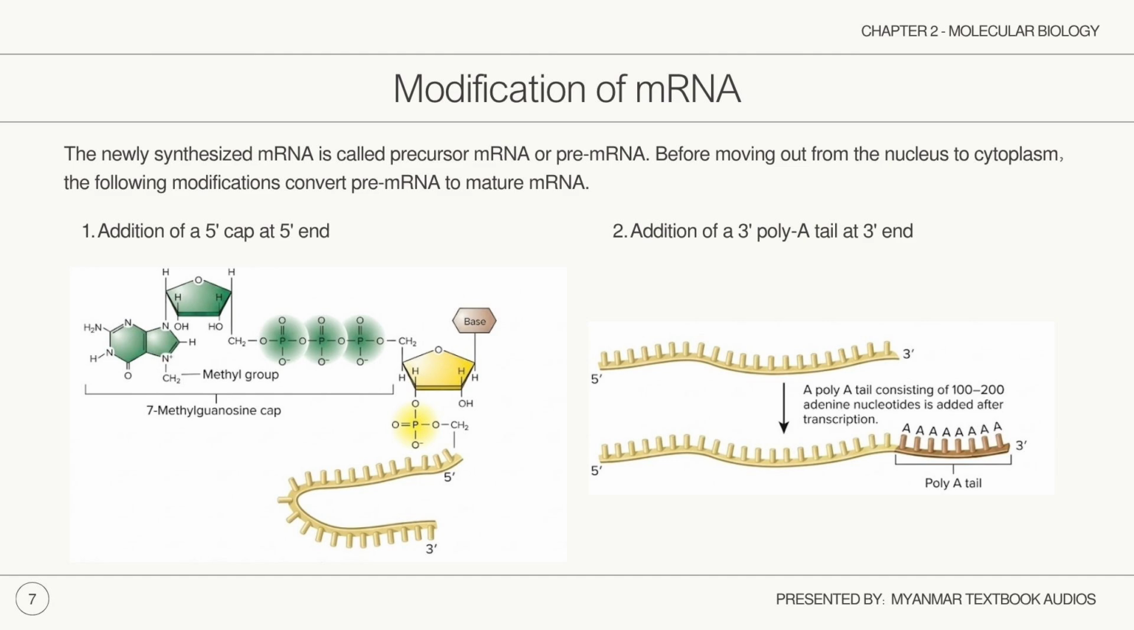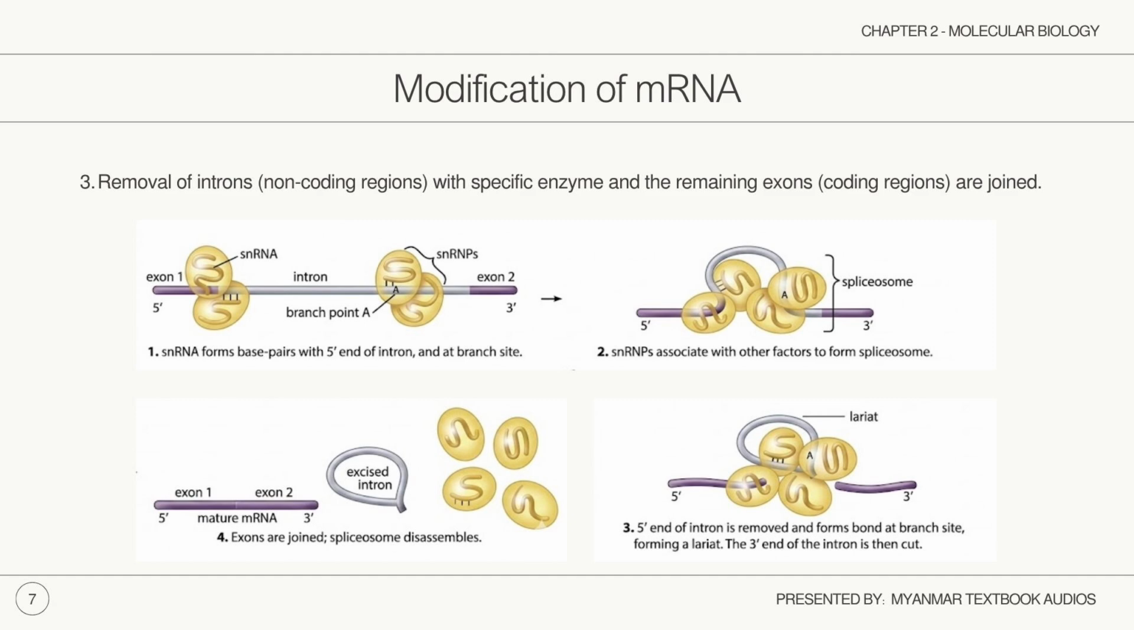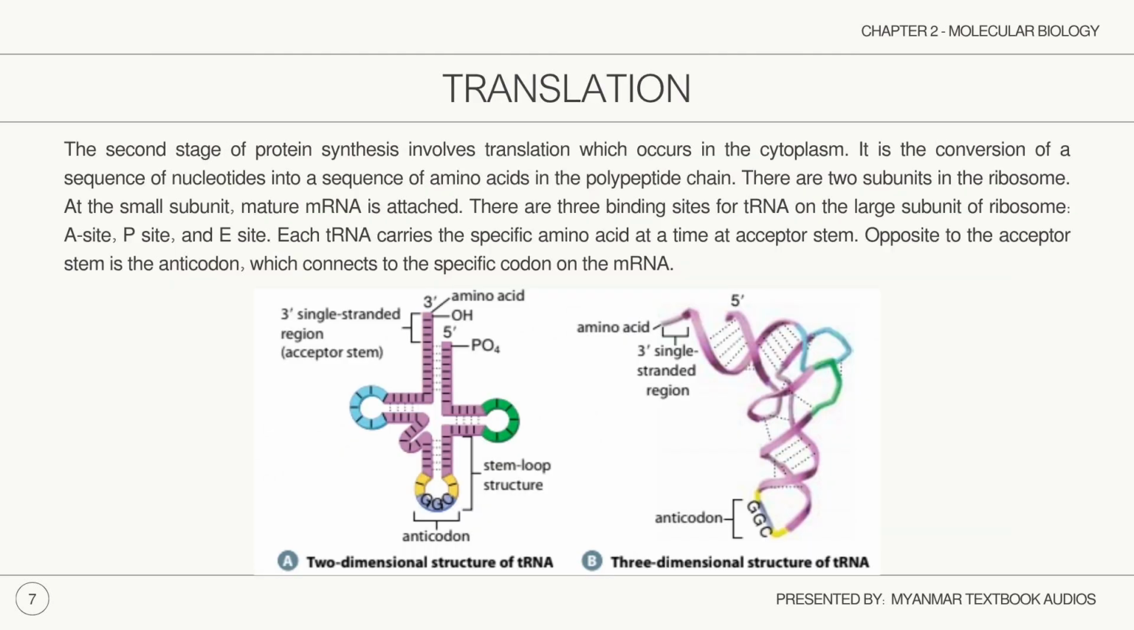Modification of mRNA. The newly synthesized mRNA is called precursor mRNA or pre-mRNA. Before moving out from the nucleus to the cytoplasm, the following modifications convert pre-mRNA to mature mRNA. 1. Addition of a 5' cap at the 5' end. 2. Addition of a 3' poly A tail at the 3' end. 3. Removal of introns, non-coding regions, with specific enzymes, and the remaining exons, coding regions, are joined.